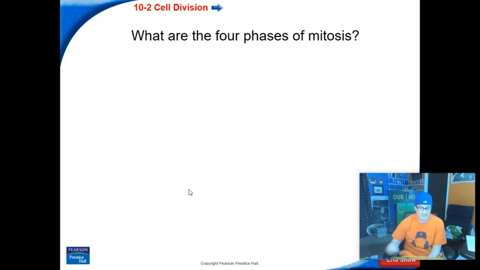Okay, please practice with your notes. What are the 4 phases of mitosis in order? Take a look back at number 13, but you don't need to. You know the answer. PMAT: prophase, metaphase, anaphase, telophase, or backwards, TAMP: telophase, anaphase, metaphase, prophase.